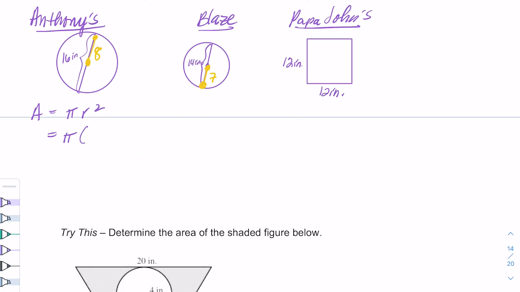So I'm going to plug in 8 for the radius here, and I'm just going to multiply 8 squared. 8 times 8 is 64. And I'm just going to put the pi symbol right there. We know pi is 3.14, so no need to multiply.